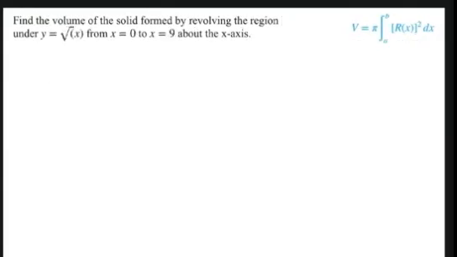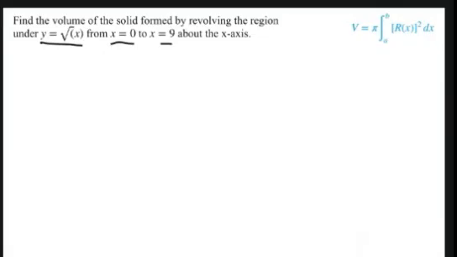Let's move on to problem 2. We're going to find the volume of the solid formed by revolving the region under y equals square root of x from x equals 0 to x equals 9 about the x-axis. This is another disk method problem. We're revolving around the x-axis, and again the region touches the axis, so there's no inner radius.